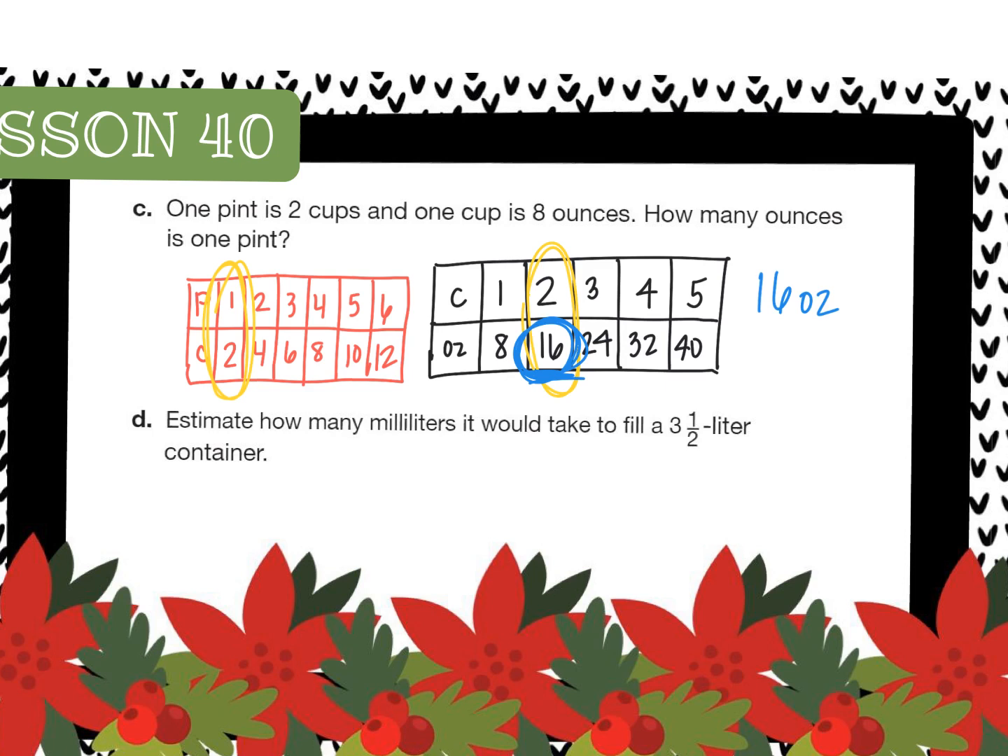Okay, estimate how many milliliters it would take to fill a 3.5 liter container. Well, how many milliliters are in 1 liter? 1,000. Very good. Okay, there are 1,000 milliliters in 1 liter. So if I have 3.5 liters, about how many milliliters would that be? 3,500. Very good.